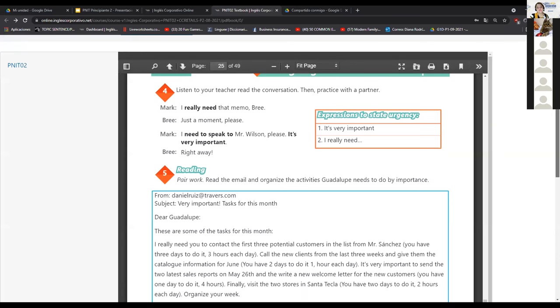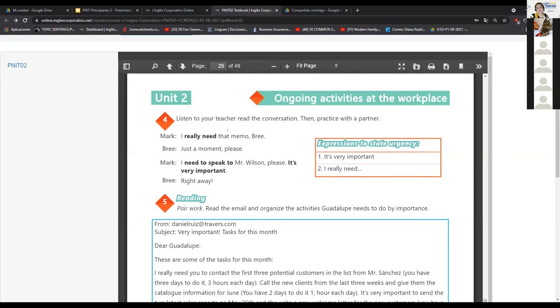Okay. Here we have a short conversation. So I'm just going to read it and then I'm going to ask 2 participants to say it because it's super short and super easy. Says, listen to your teacher, read the conversation, then practice with a partner.